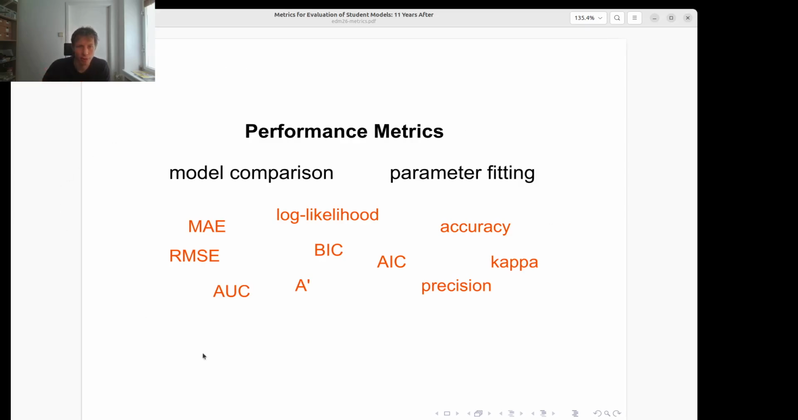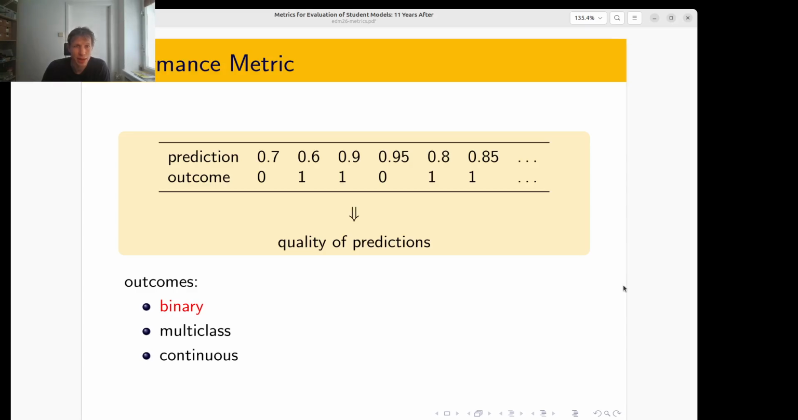This is just a sample of some of the metrics that you can meet in research papers. What I mean by performance metric is that these are metrics that help us quantify the quality of predictions. So we observe some outcomes, for example, student answers correctly or incorrectly, or student state, like student is bored or is not bored, and we have some model which provides predictions of the state.